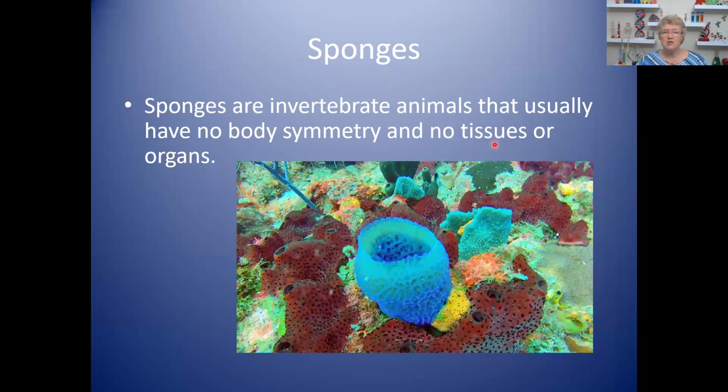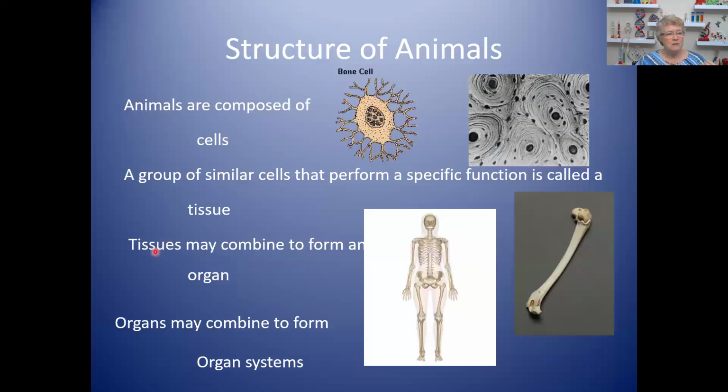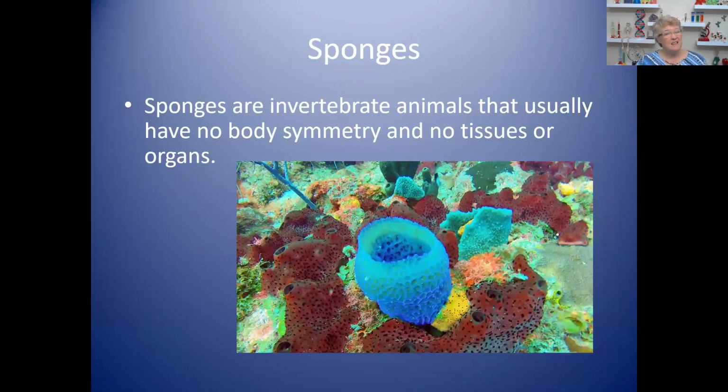Sponges also don't have any tissues. Remember back on the picture that we were looking at back here, we said that there are tissues that are made up of groups of cells. Well, the cells of a sponge don't come together to make tissues. They work individually. They're individual different kinds of cells. And because they don't have any tissues, they can't have any organs either.